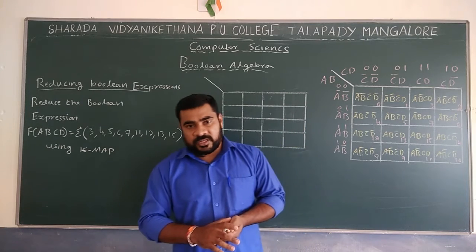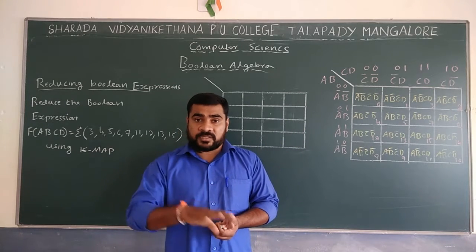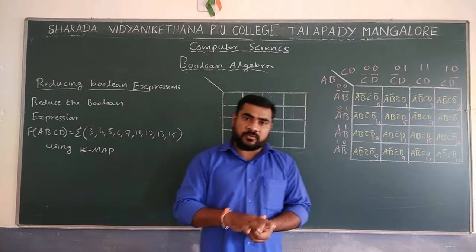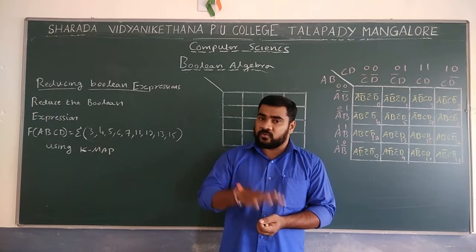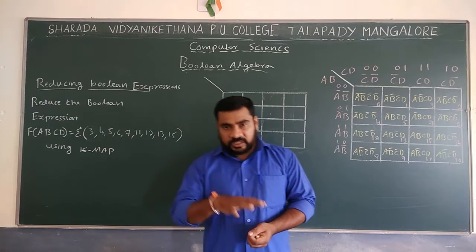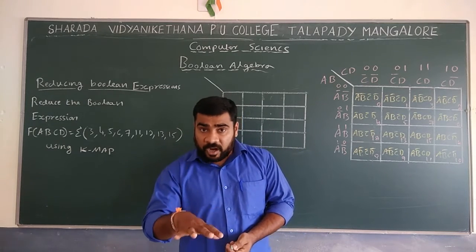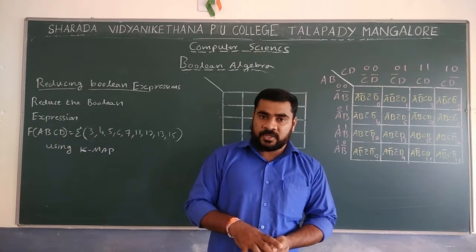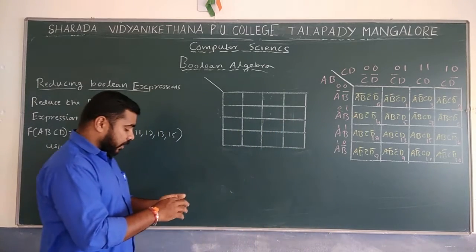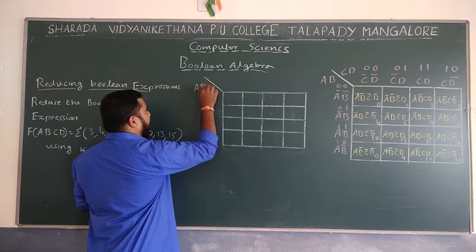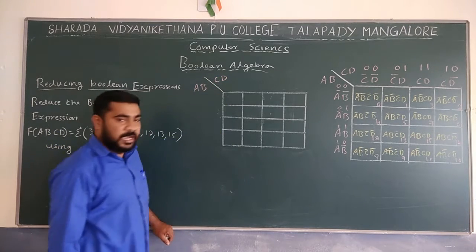When you reduce a Boolean expression, first we have to check the steps, but I am not going to explain what the steps are, so I will directly go to the problem because I already explained that. In f of ABCD there are 4 variables, so we have to construct the 4 variable K-map. The first is A, B and C, D.